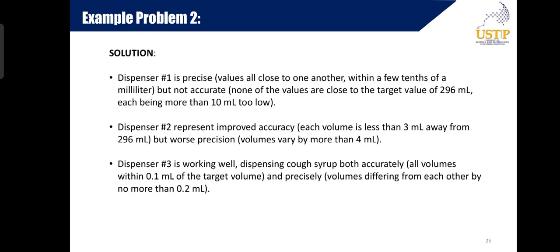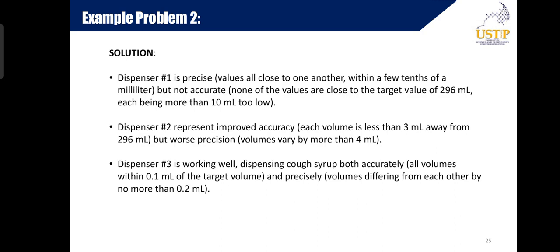So yes, dispenser 1 is precise. Why do we know it's precise? Because the values are so close to one another within just a few tenths of a milliliter. But they are not accurate because they are too far from the target value, which is 296 ml. Too low. For dispenser 2, there is an improved accuracy.